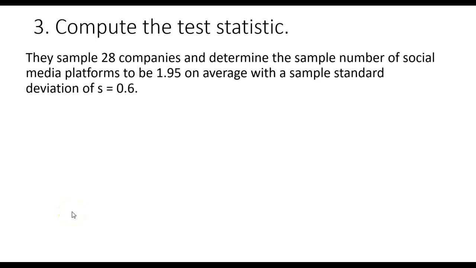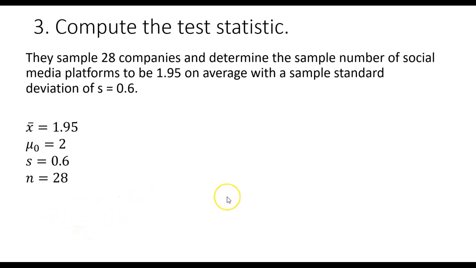Now we compute the test statistic. You need all of the relevant information. I highly recommend you write all of this down. So we know we are testing 2 platforms, but we also know we sampled 28 companies. The sample number of social media platforms is 1.95, and the sample standard deviation is S equals 0.6. So our X bar, the sample mean, is 1.95. Our mean of 2 is what we are testing, our given mean. Sample standard deviation is 0.6, and our n, or our sample size, is 28.